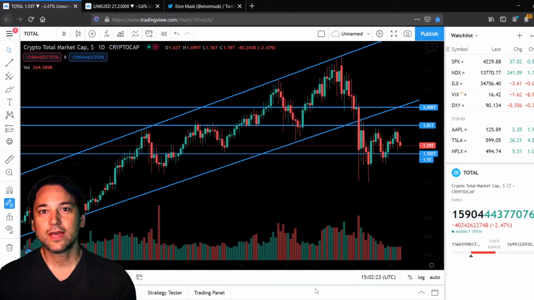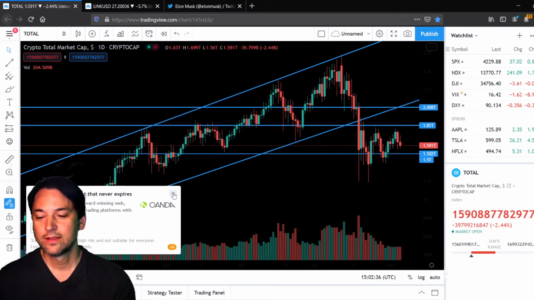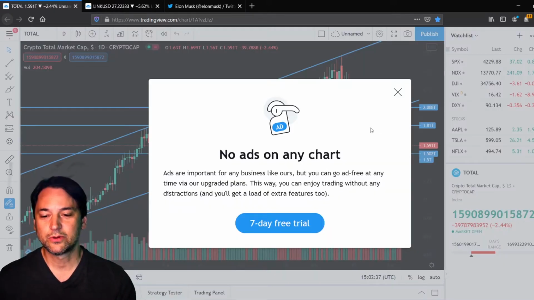And the chart I want to look at today is the total crypto market chart, which is all of the money that is currently in all cryptos, or at least the vast majority of the top cryptos.